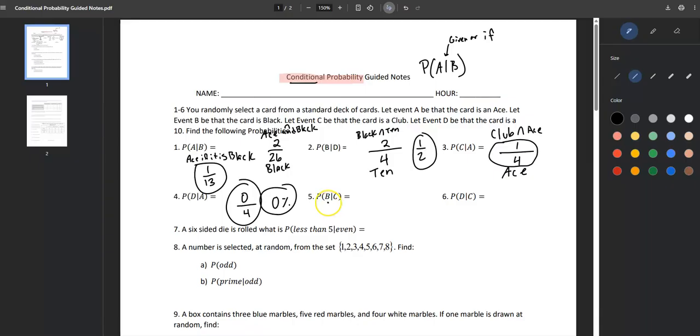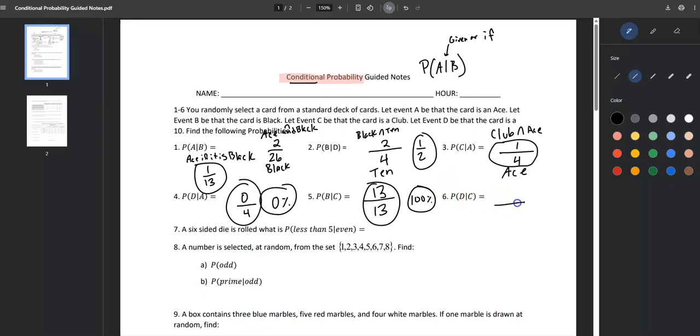This next one, what's the probability of a black card if it's a club? There are 13 clubs, and of those clubs, all 13 are black. So it'd be 13 out of 13, or 100% chance of that as well. And this last one here, what's the probability of getting a 10, again, if it's a club?